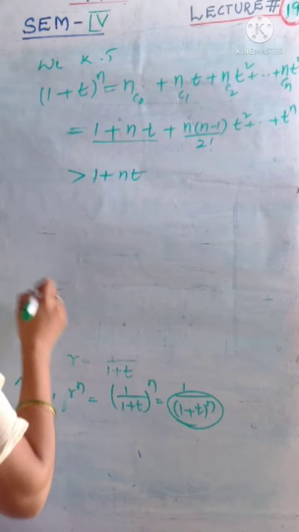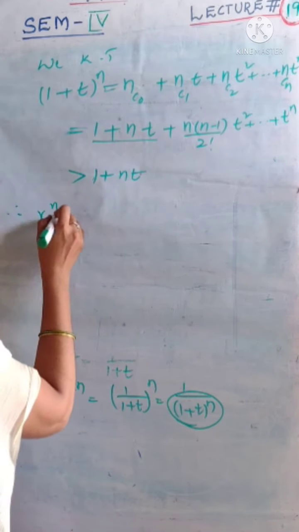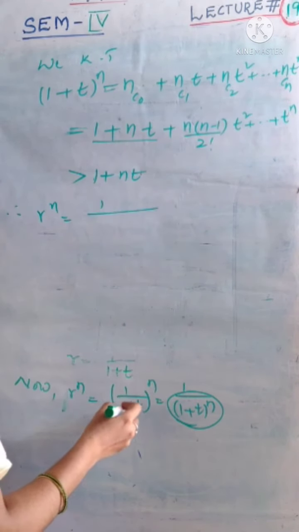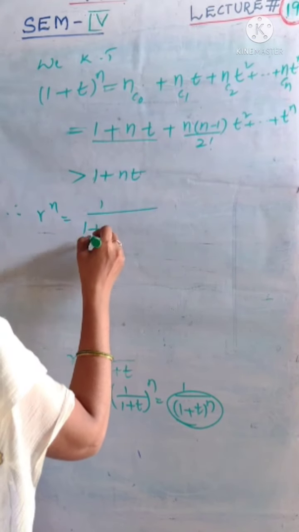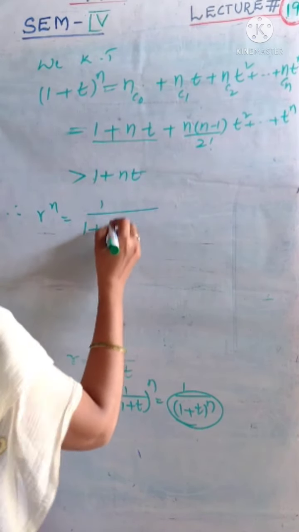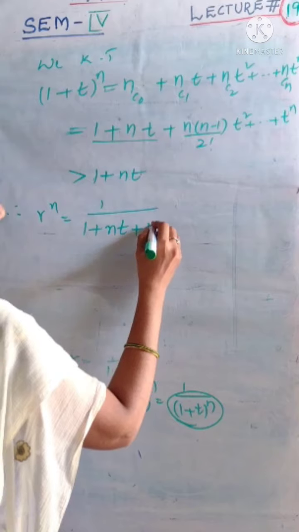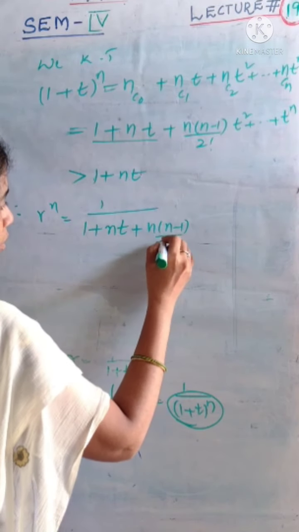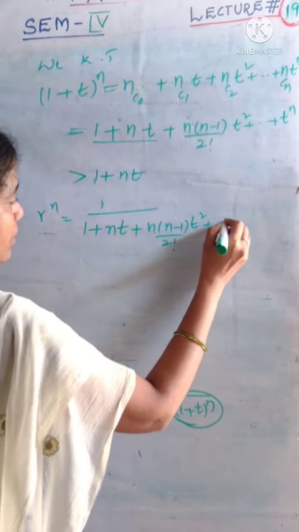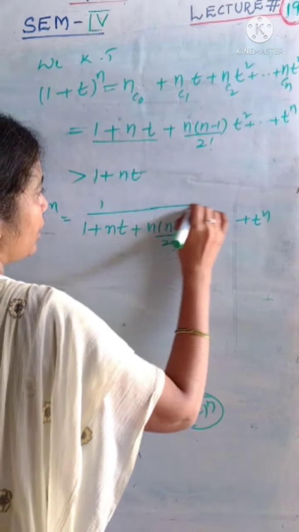Let us write these values in r power n. Therefore r power n is equal to 1 by 1 plus t whole power n means 1 plus n into t plus n into n minus 1 by 2 factorial into t square plus and so on t power n.